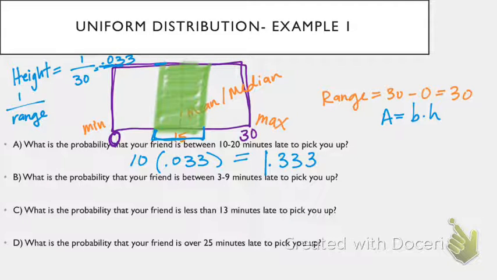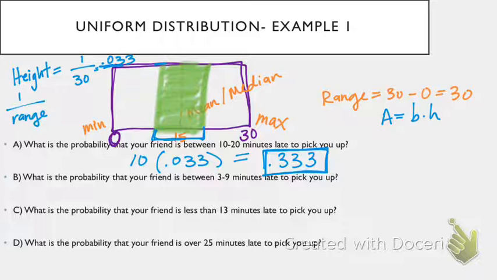0.333. So the way I would interpret that is there is a 33.3% chance that your friend will be between 10 and 20 minutes late. So would you do a percentage or would you keep it in decimals? Just leave it in decimals. Yeah, it's easier to leave it in decimals.